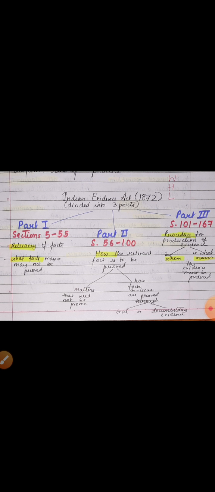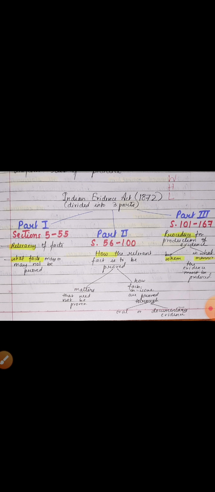Part 1 consists of sections 5 to 55, and it deals with the relevancy of facts. What facts may or may not be proved. These things are mentioned in part 1. Part 2 includes sections 56 to 100, how the relevant fact is to be proved, how the matters are required to be proven, and how facts in issue are proved through oral or documentary evidence. Oral evidence as in a witness will speak on something, and documentary evidence obviously includes documents and instruments.